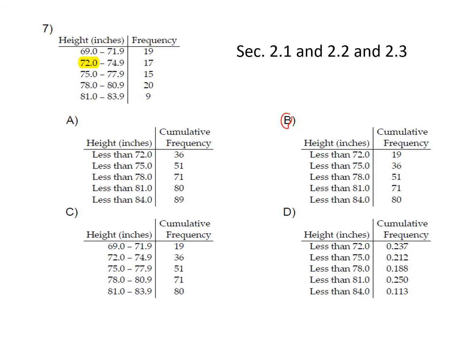This was the easy one because there's only one that had the correct 19. Now you say, well, that one had 19, but this is not right because it always starts out with the words less than. So that had the correct first value. 19 plus 17 more is 36. 36 plus 15 more is 51, and so forth. Cumulative.